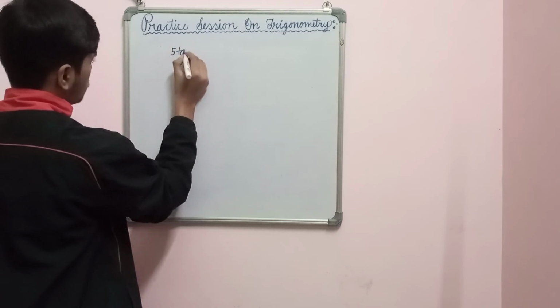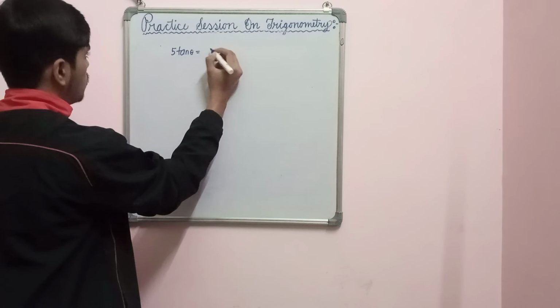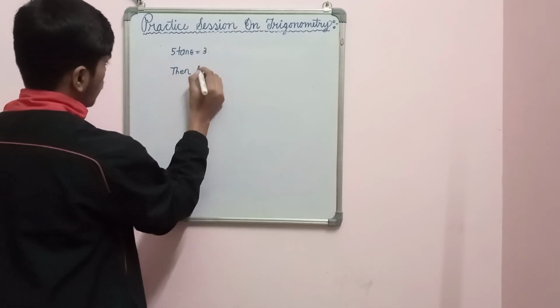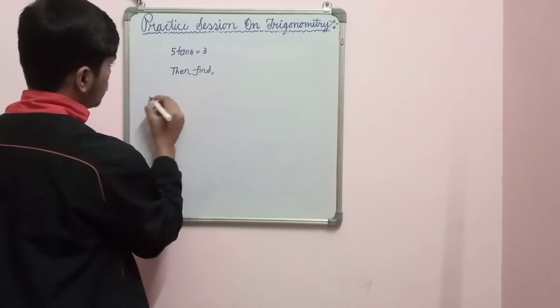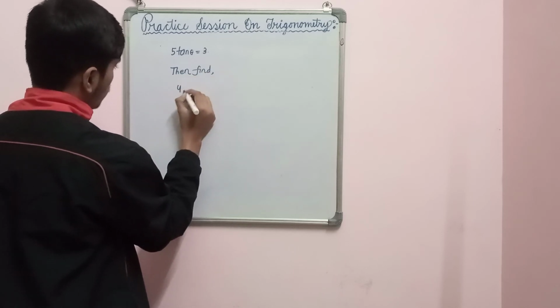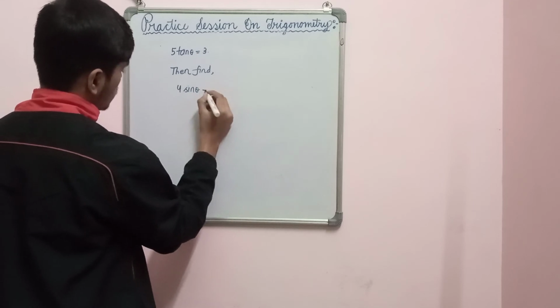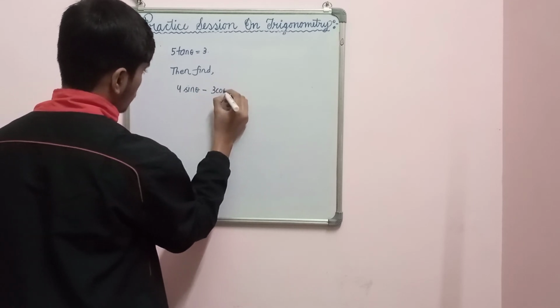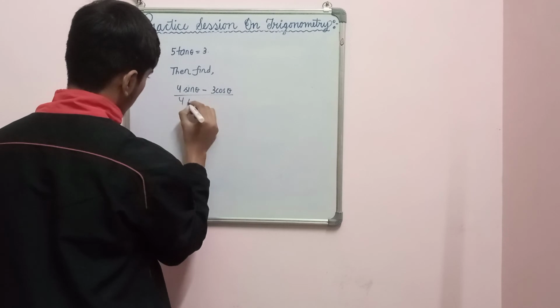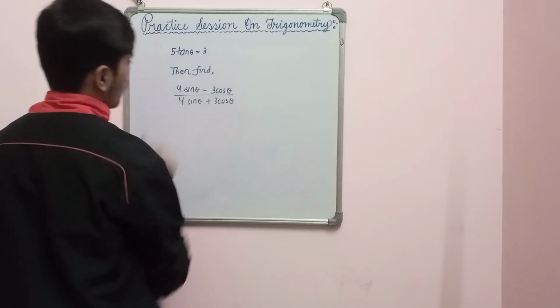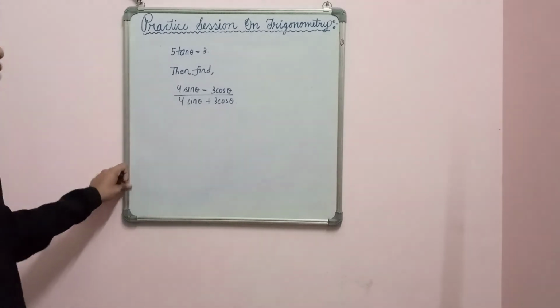If 5 tan theta is equal to 3, then find (4 sin theta minus 3 cos theta) divided by (4 sin theta plus 3 cos theta). Okay. Now how will you solve this?